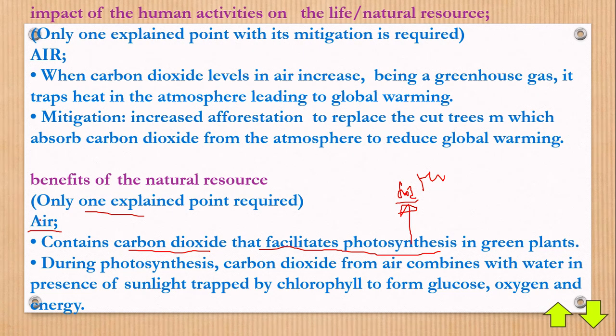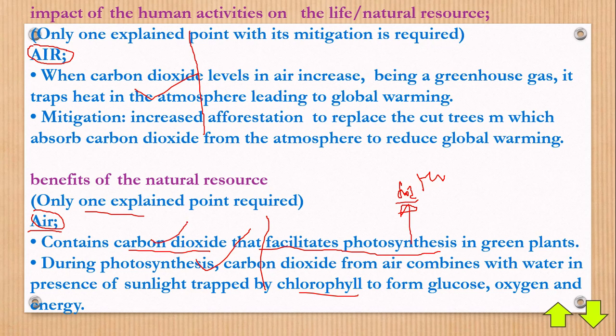The air. Now talk about the benefits of air, and the side effects which can affect air due to human activities. We are finished. Now, during photosynthesis, we are explaining now, carbon dioxide from the air combines with water in the presence of sunlight trapped by chlorophyll to form glucose, oxygen, and energy. That's what we simply do. But in this area, you can give two, even here I can give two, depending. Are you seeing how detailed your point must be?